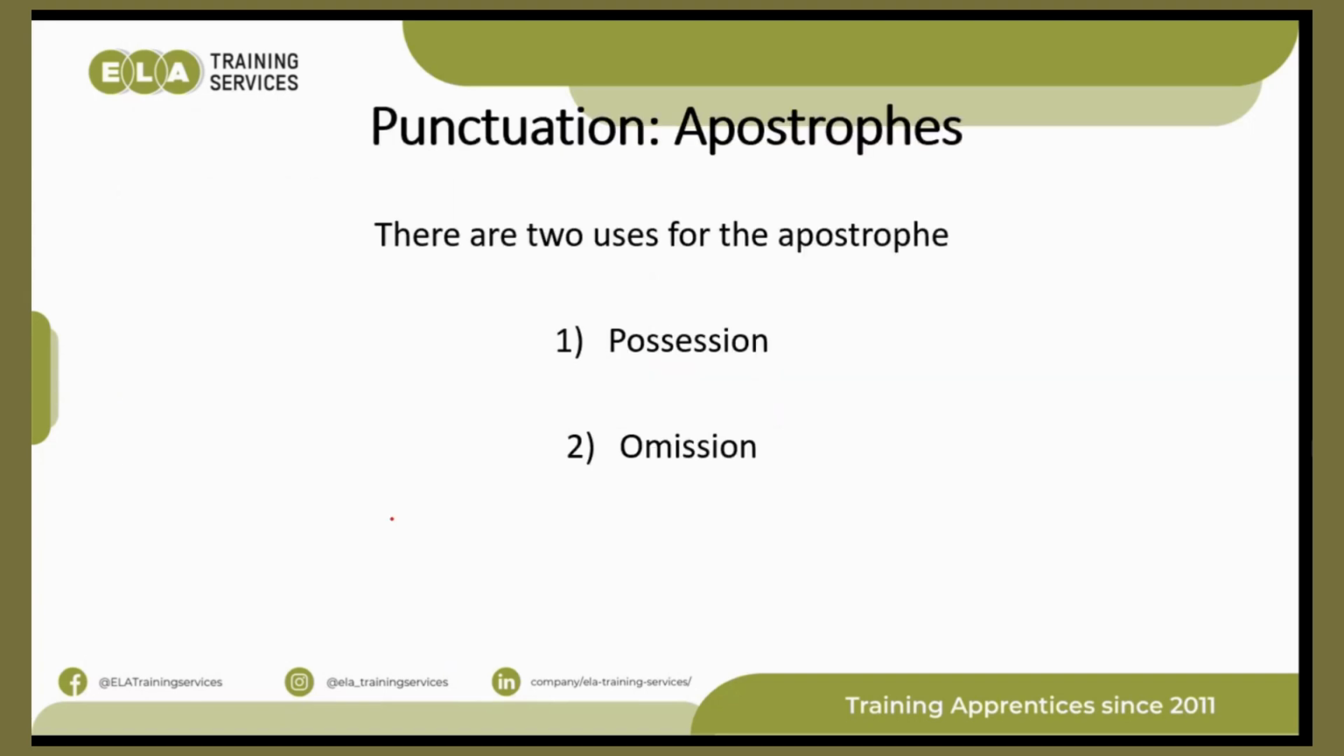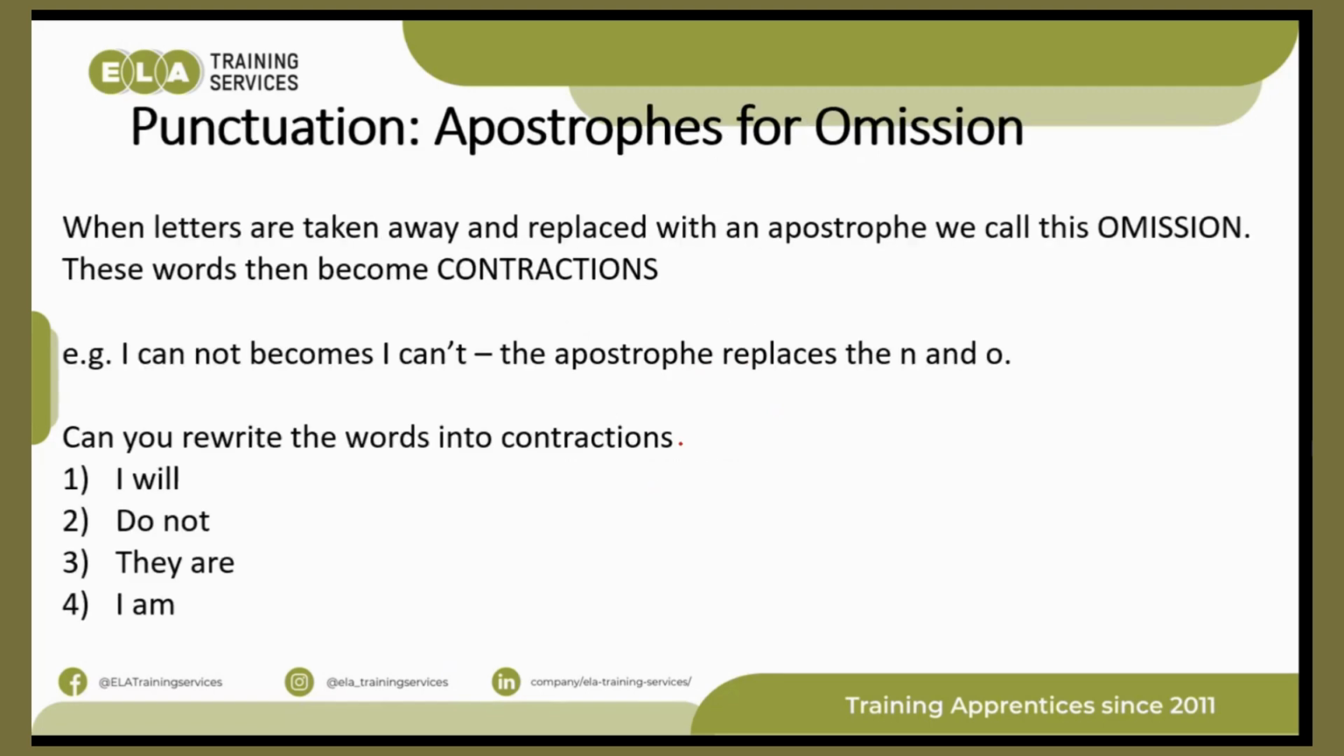Then we're going to have a look at the topic of apostrophes. In English, there are two uses for the apostrophe. One is what we call possession, and two is what we call omission. We're going to start by focusing on omission. When letters are taken away and replaced with an apostrophe, we call this omission. These words then become contractions, and these are found in informal texts.